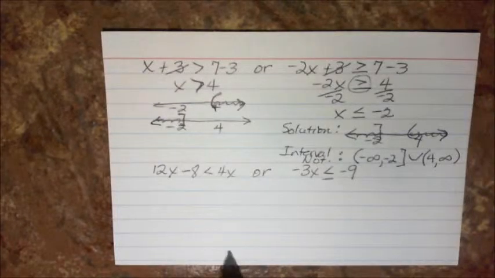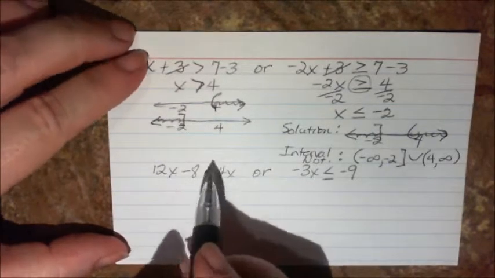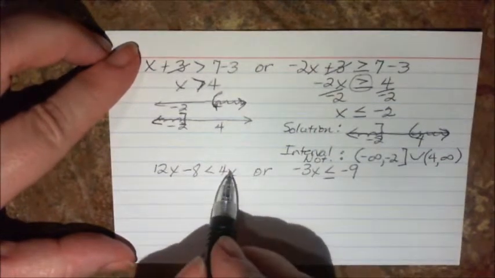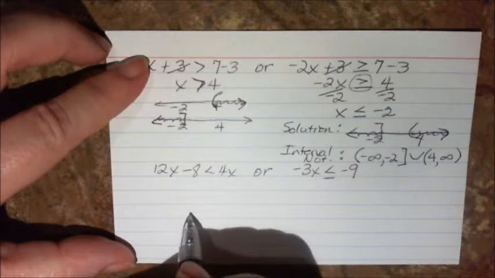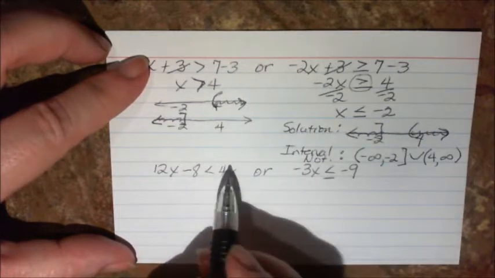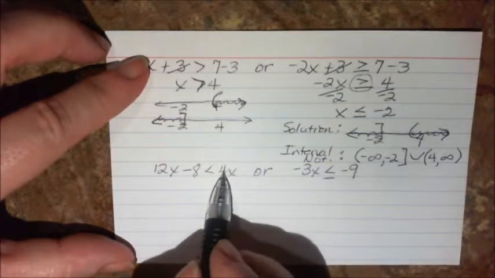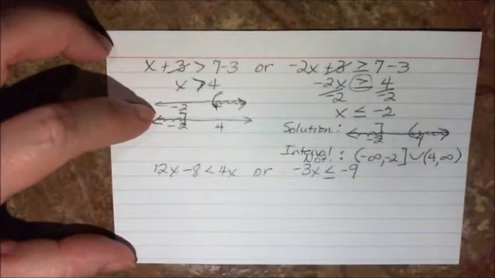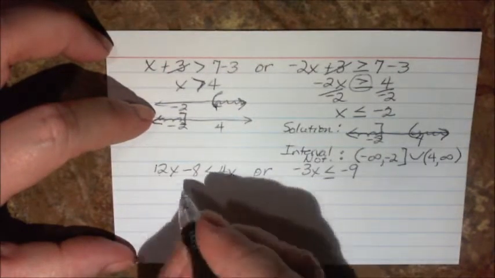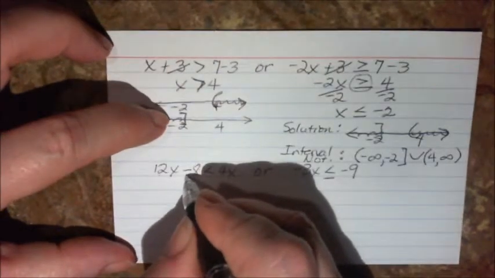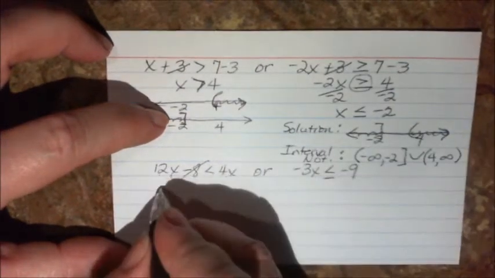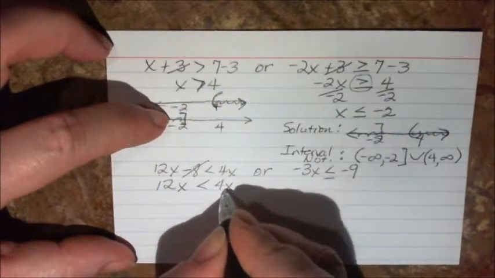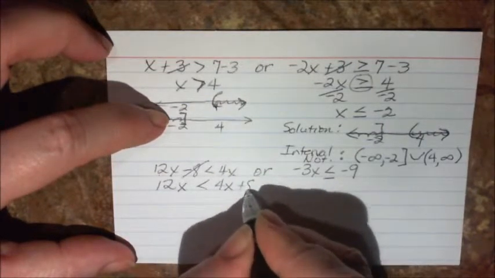Alright, let's look at the next one. We need to solve these. Let's see. We have some options here, but I just usually follow moving the variable terms to the left. You don't have to do that. Let's go ahead and move 8 to the other side. Okay, what would that take? Adding 8 to both sides, that would give us 12x is less than 4x plus 8.